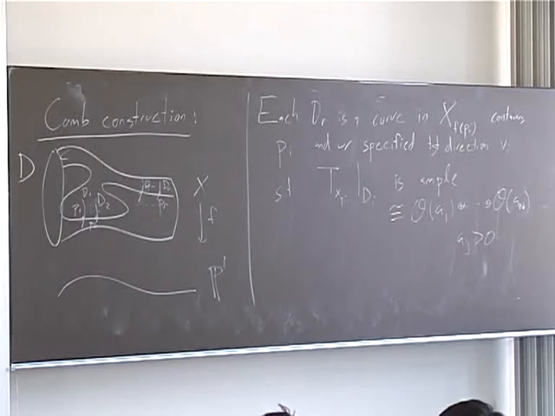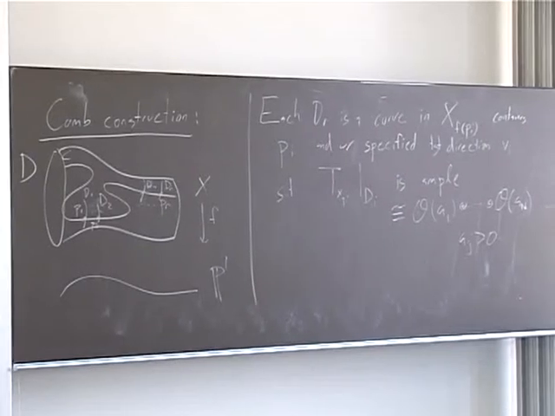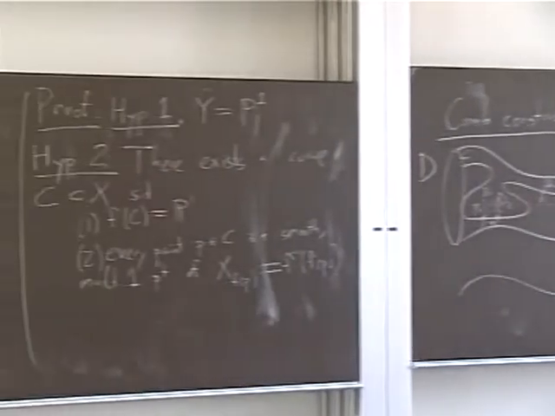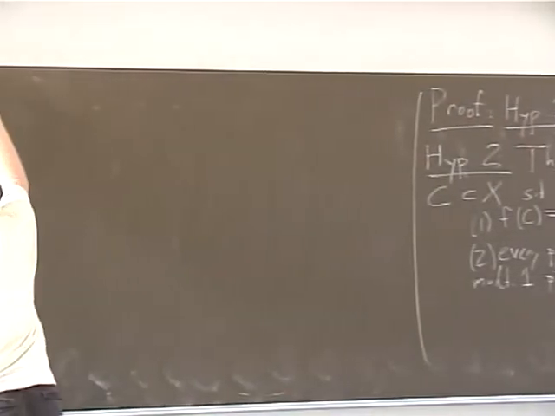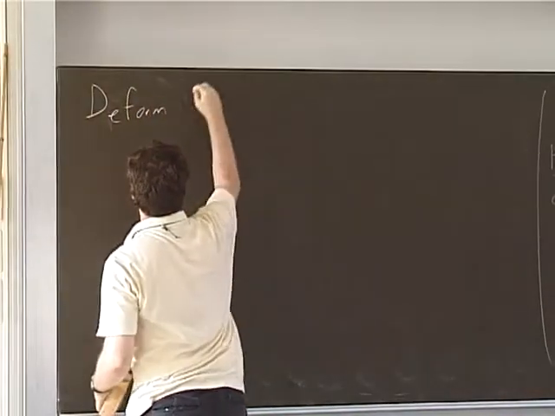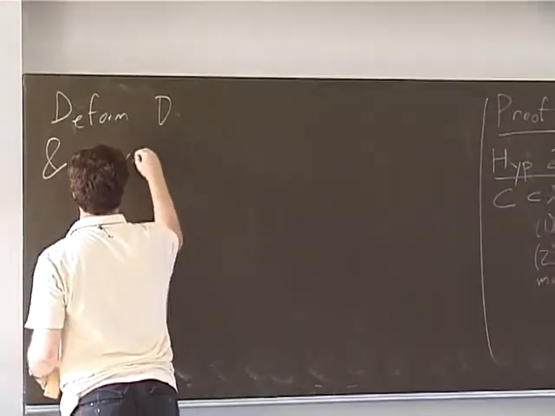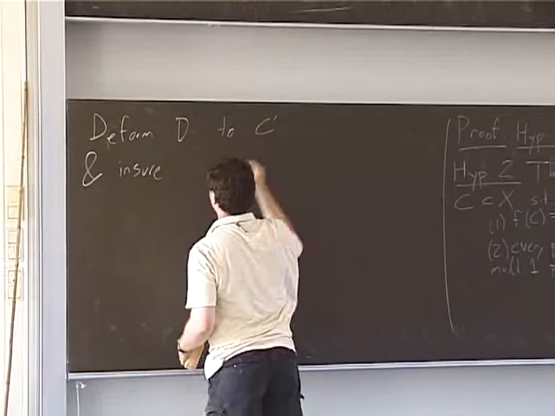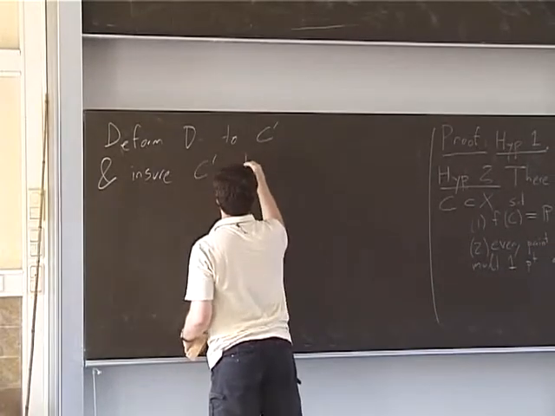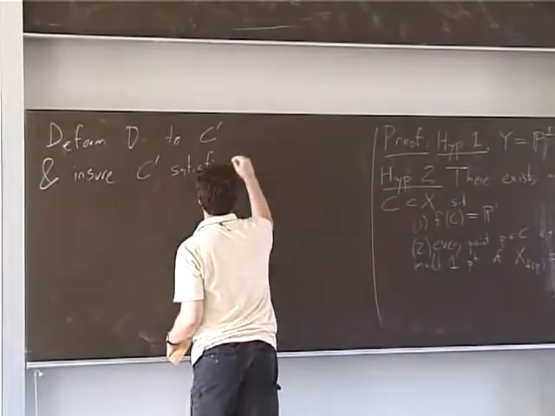So we want to deform this curve D to a curve C prime, and we want to guarantee that that curve C prime satisfies the condition. So deform D and ensure, to some C prime, and ensure C prime satisfies the condition.